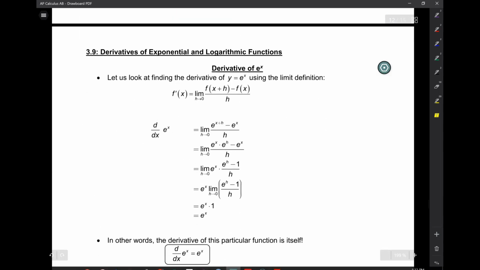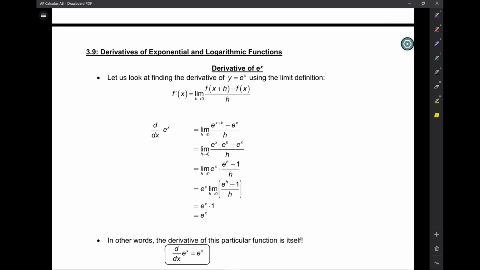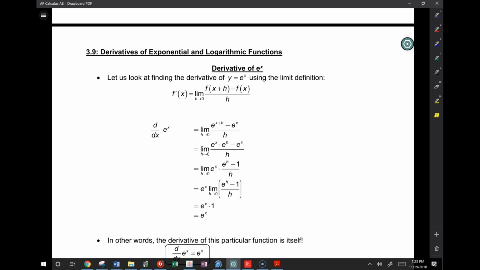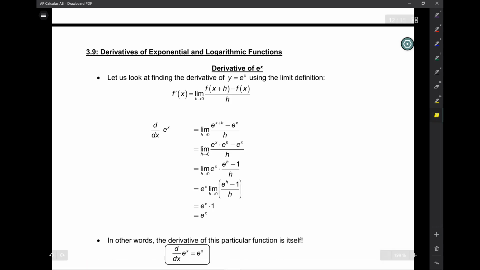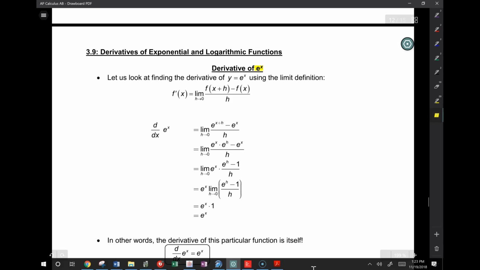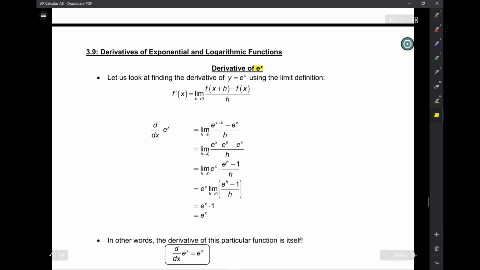All right. So in section 9, we're going to talk about the derivatives of exponential functions and logarithmic functions, right? So first of all, let's take a look at e to the x. The derivative of e to the x. That's like one of my favorite functions to take a derivative of. So take a look at what happens.